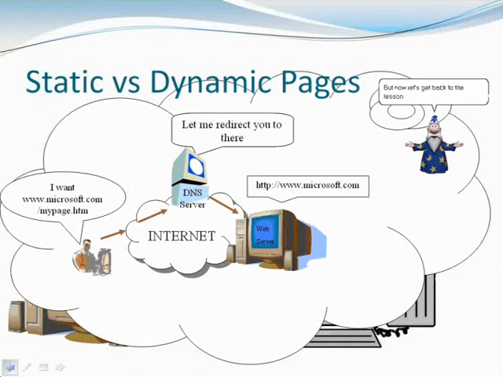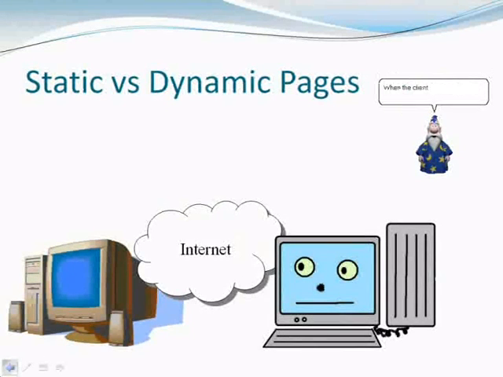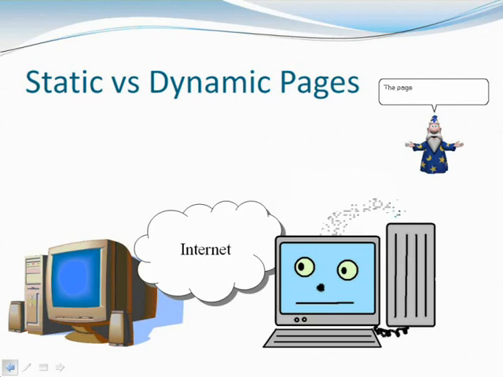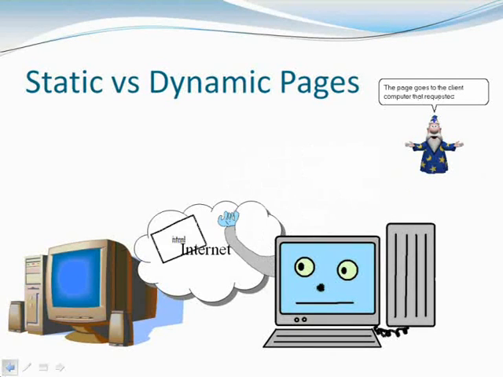But now let's get back to the lesson. I apologize for the distraction. Let me recreate the original slide for you. When the client computer requests a static web page, like the HTML page of this example, the web server receives the request and sends the page directly to the requester without doing anything to the page. Because it is not its job to do an interpretation of the HTML, the page goes to the client computer that requested it, and the browser does the HTML interpretation to show the formatted page.